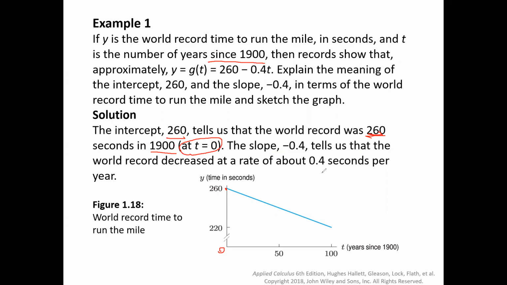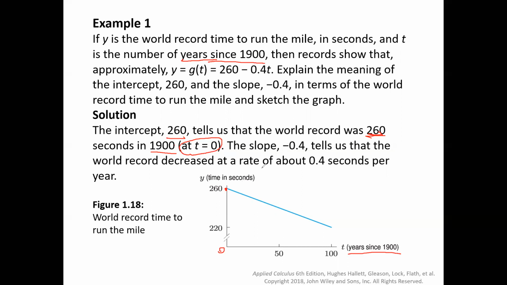So t does not necessarily mean time. In this case, it means years since 1900, and it also says in here years since 1900, right? So if we are in 1900, then t would be 0 because we are 0 years after 1900. And that's what your y-intercept means.